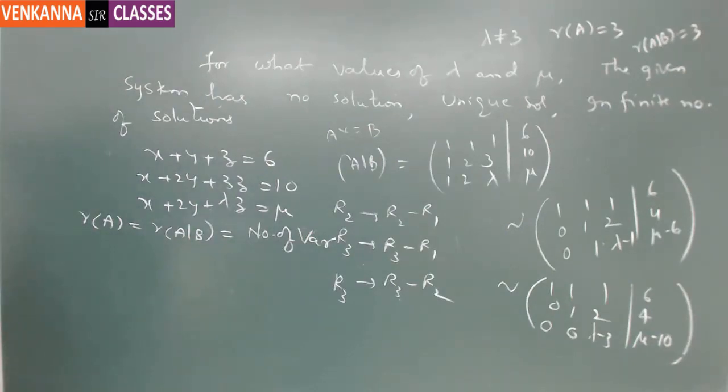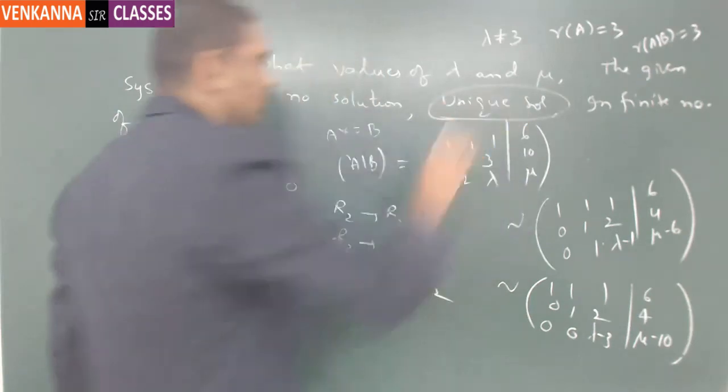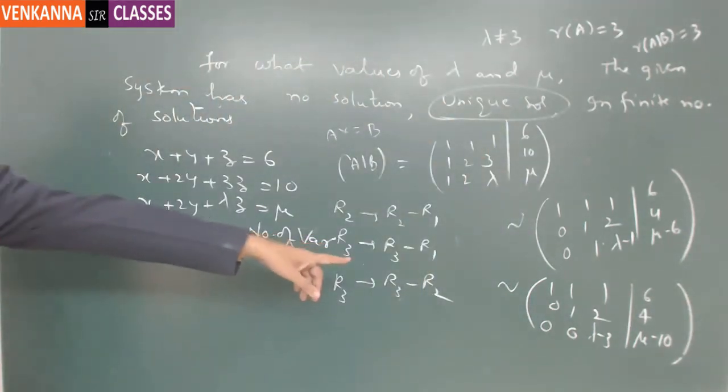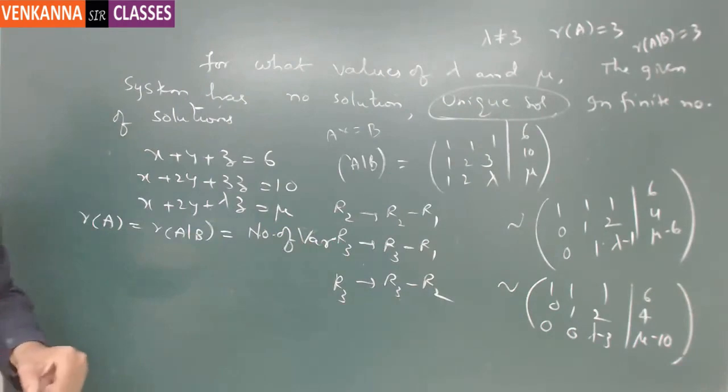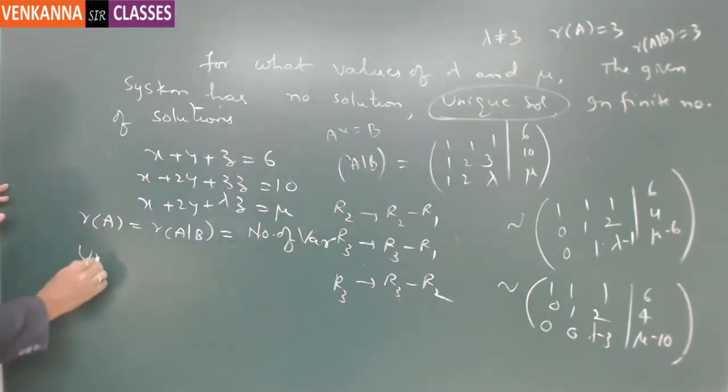Are you getting the logic or not? So if lambda is not equal to 3 and mu is any real number, then rank of A is equal to 3, rank of A|B is equal to 3, which is equal to the number of variables. So the given system is consistent and it has a unique solution. That was the conclusion for this portion. So after the reduction into the above form, we put a side heading, unique solution.